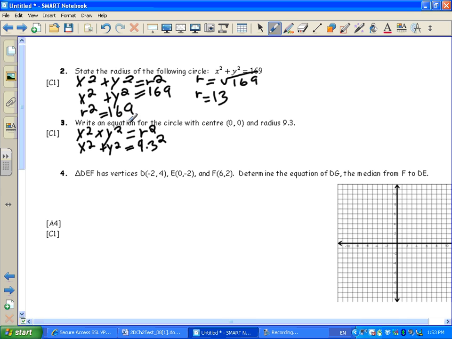Okay? And then now what we need to do is we need to find what 9.3 squared is. And when you square it, you get 86.49. So the equation of the circle is x squared plus y squared equals 86.49.